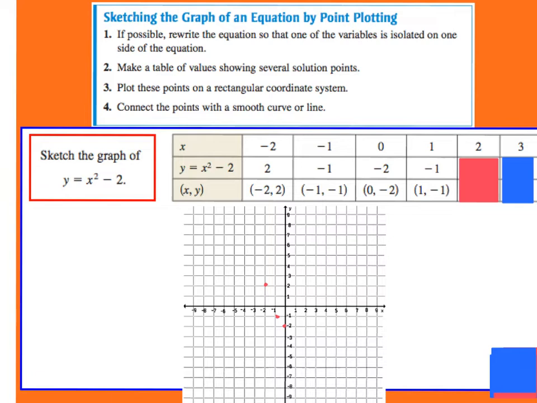All right. So then I substitute in 2. What do I get, Juan? I get 2. All right. And then if I substitute in 3, what do I get? I get 7. All right. So we have a parabola that looks like that.